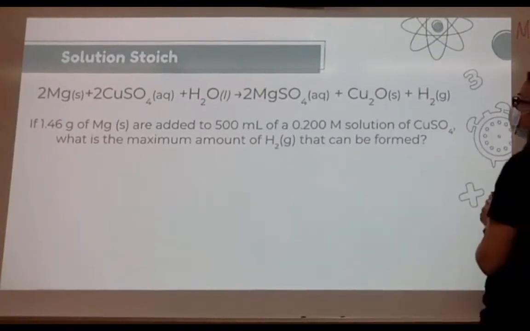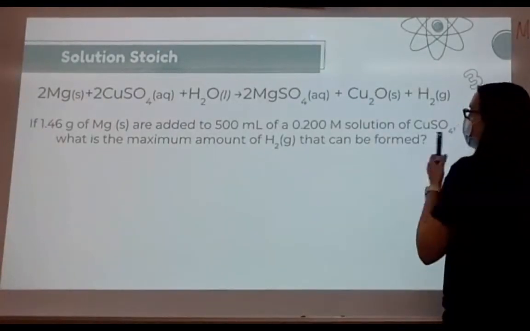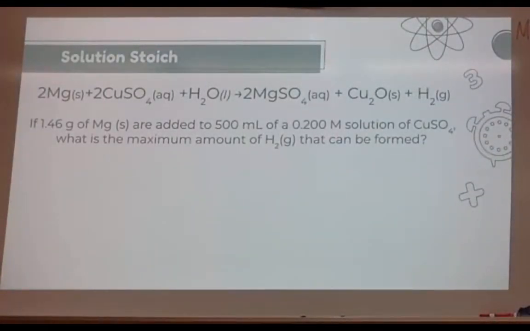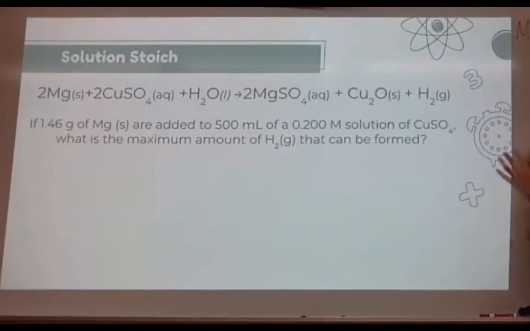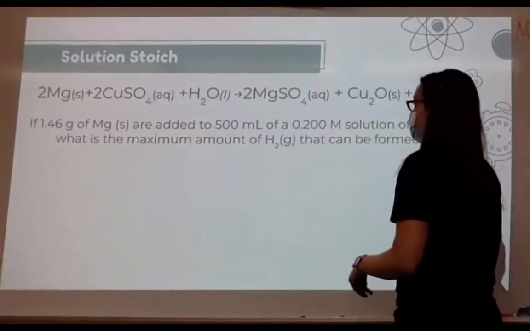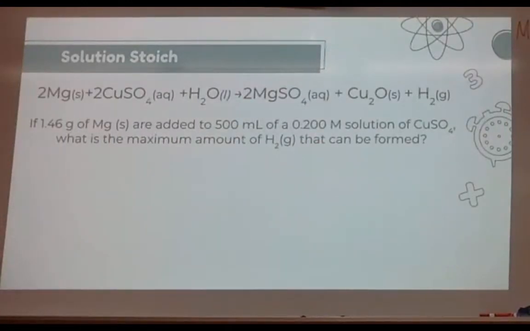So if 1.46 grams of magnesium are added to 500 milliliters of a 0.2 molar solution of copper 2 sulfate, what is the maximum amount of H2 that can be formed? Now, you have a balanced equation already. If you have coefficients, I'm not going to trick you and say, aha, it wasn't balanced. If you have coefficients, it's balanced. So since we see the coefficients, we assume it's balanced. Now, here's how we tell that we have to determine the limiting reactant.